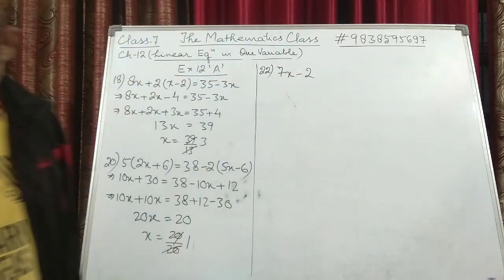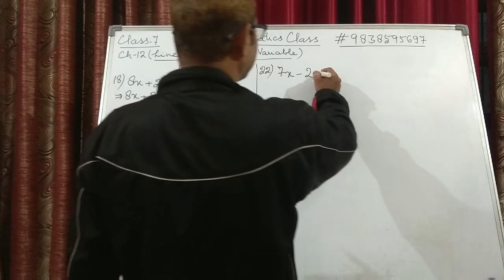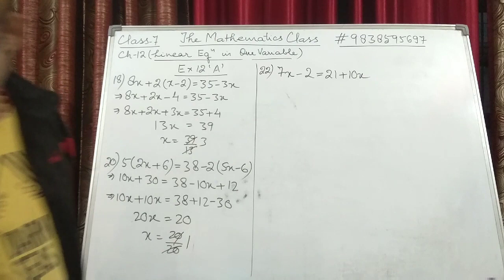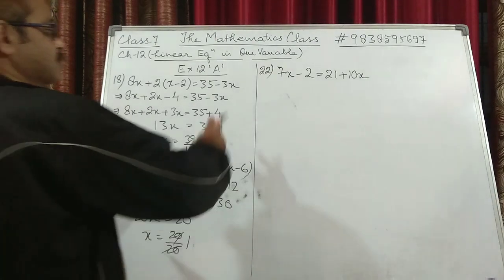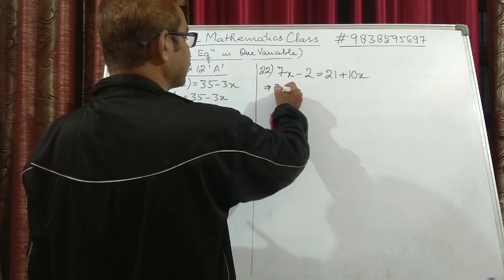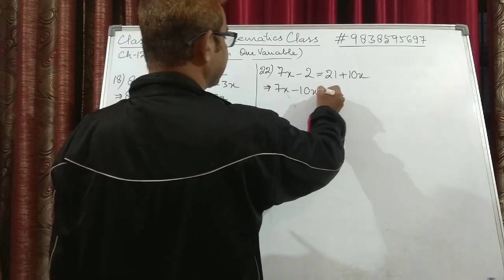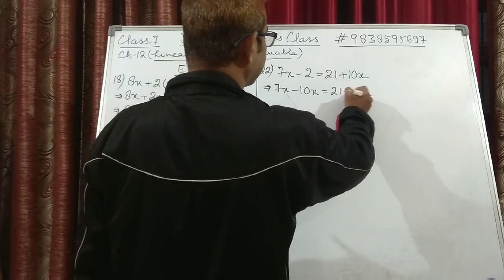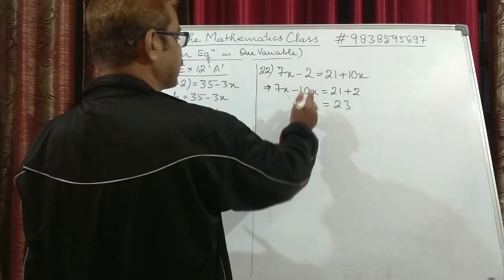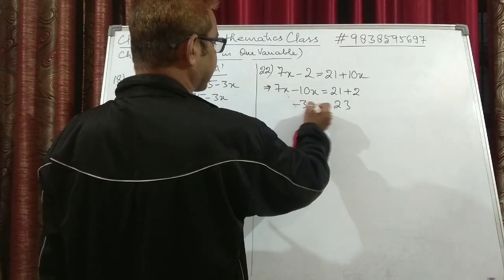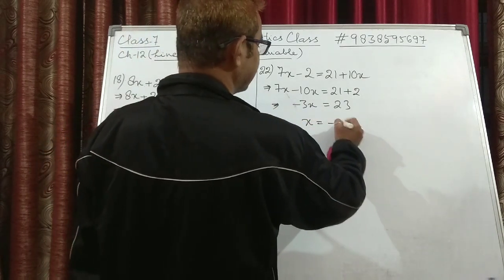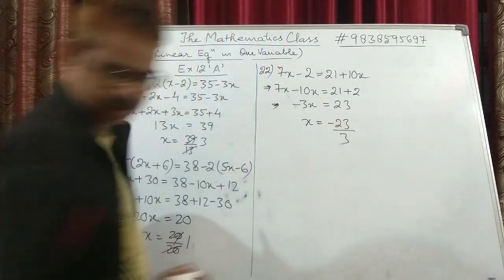7x minus 2 is equal to 21 plus 10x. Then find the value of x. So 10x comes to this side, 2 goes to that side. It means it can be written as 7x minus 10x is equal to 21 plus 2. 21 plus 2 is 23 and 7 minus 10 is minus 3x. I hope you understand this. So x will be minus 23 upon 3.